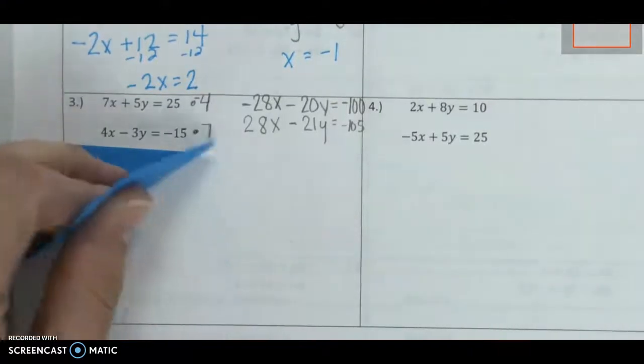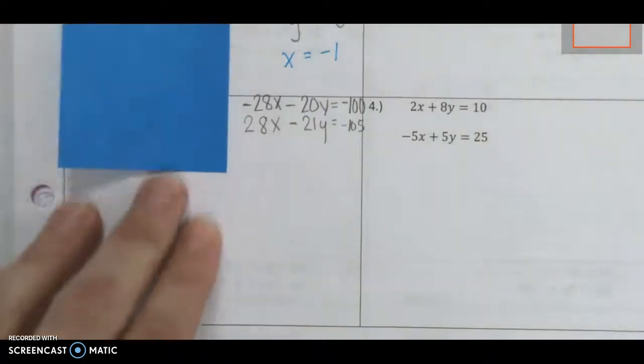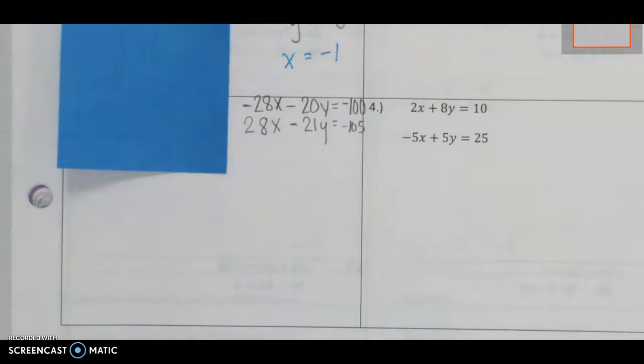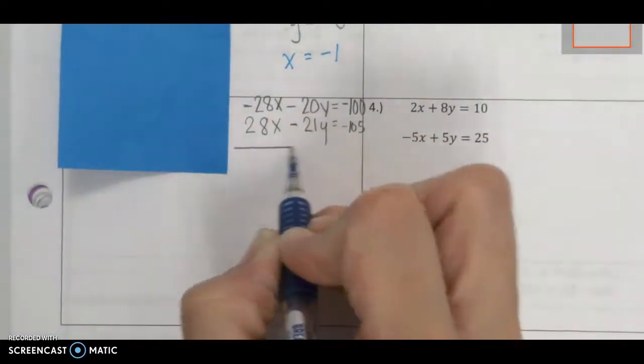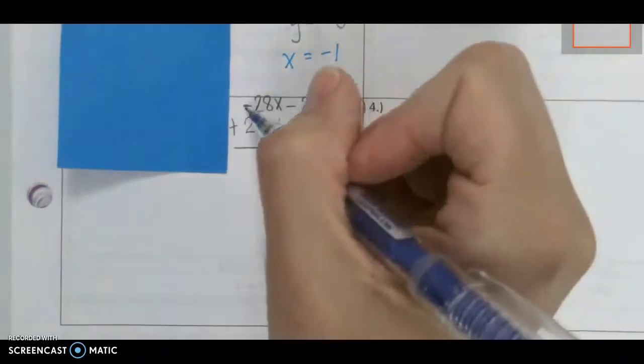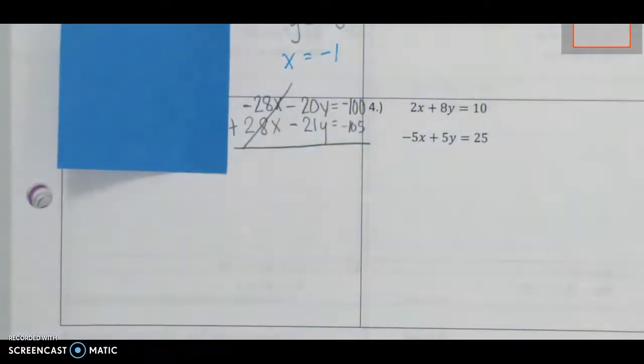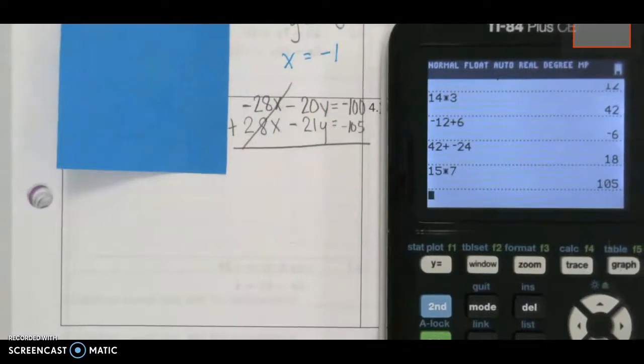Okay, once you get those multiplied out, don't look at the original equations anymore. And let's add these two equations together. So draw your line, and we're going to add these two together. My 28, because I have negative 28, positive 28, when I add those together, it makes 0. So don't write that down. On my calculator, when I do negative 20 plus negative 21, that gives me negative 41. So make sure you're using your calculator and remember that we are adding numbers together.